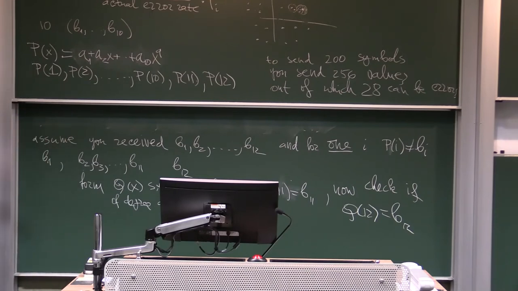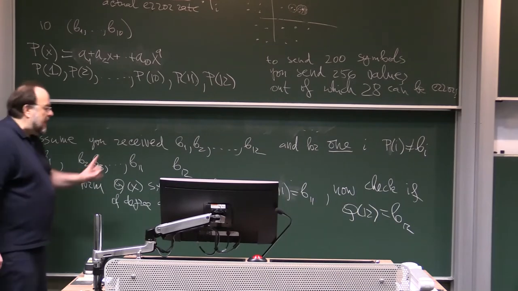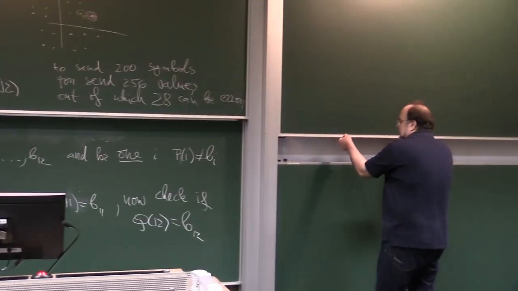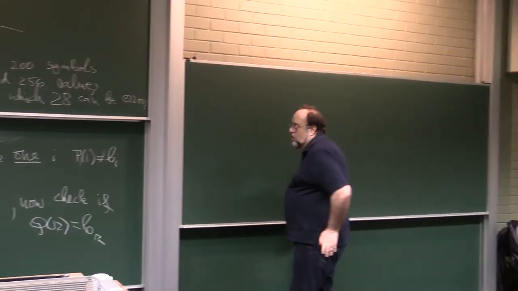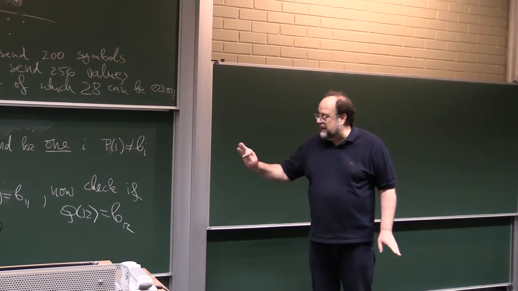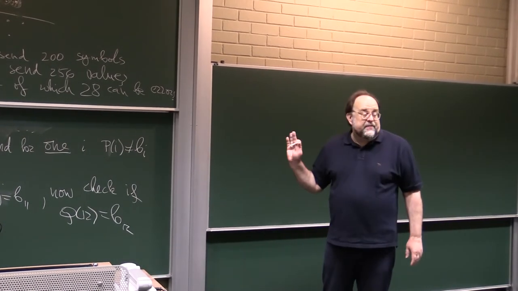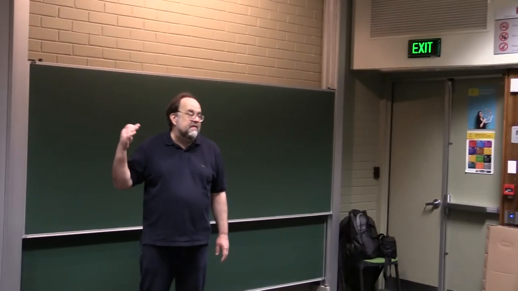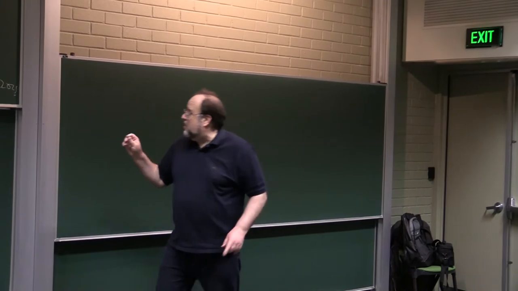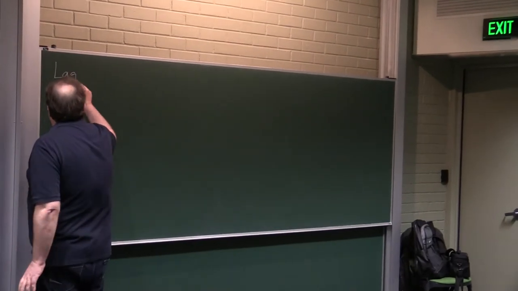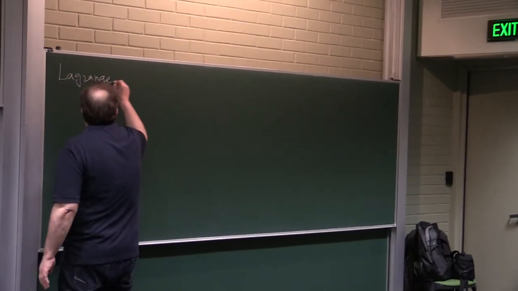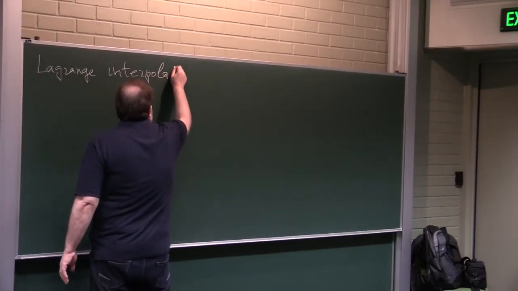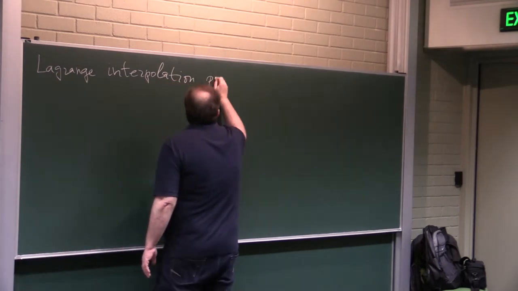So let's move to this board. Now, just a simple aside. Given the values, how do we construct polynomials that in given inputs has these values? This is called Lagrange interpolation polynomial.